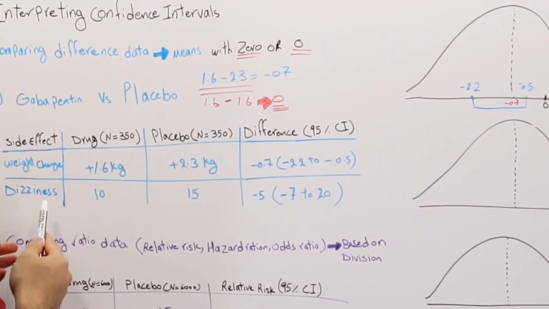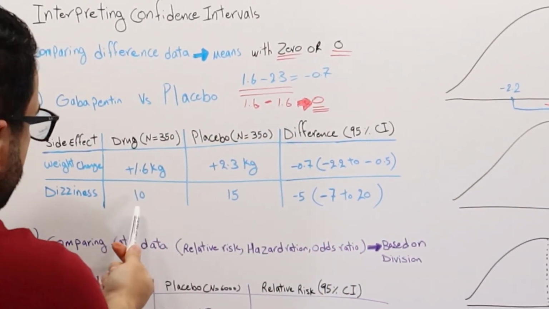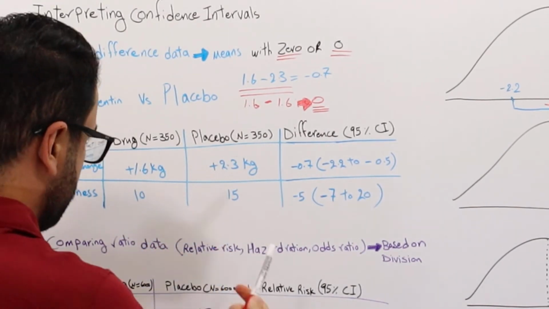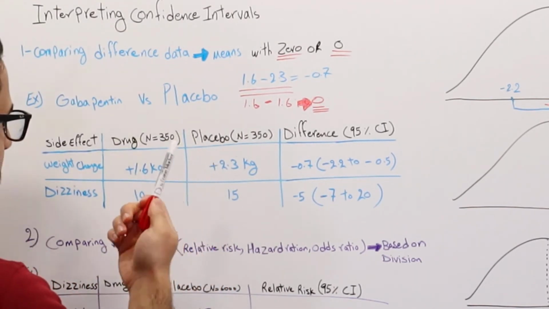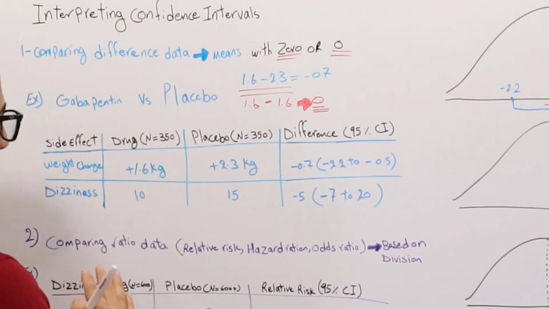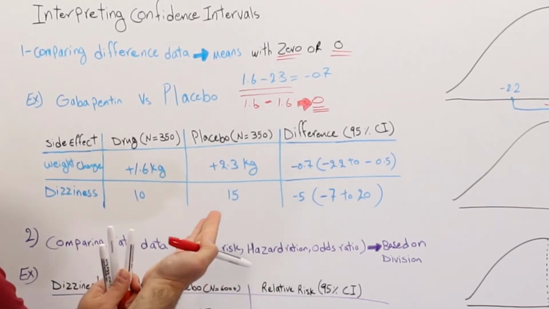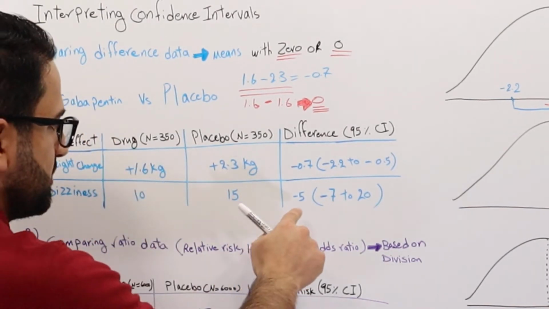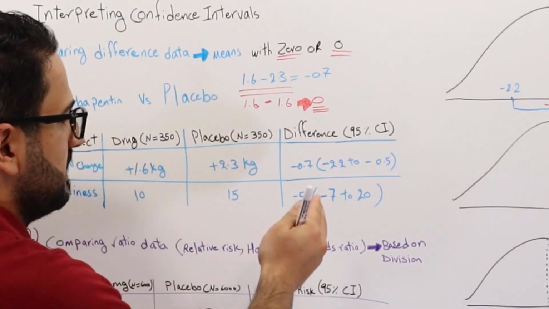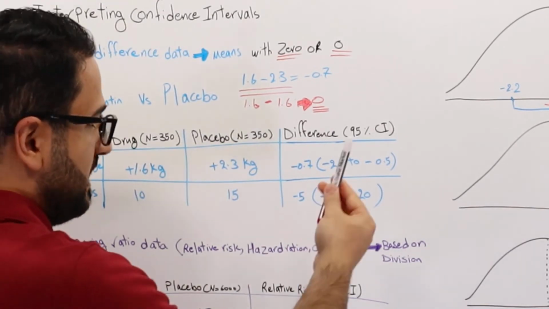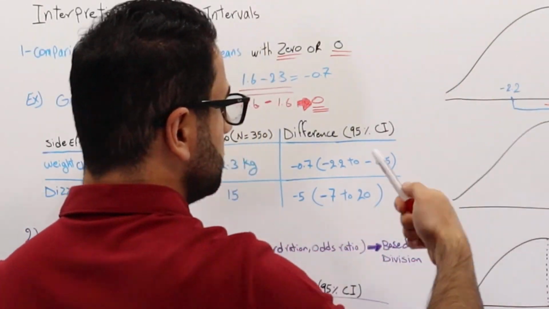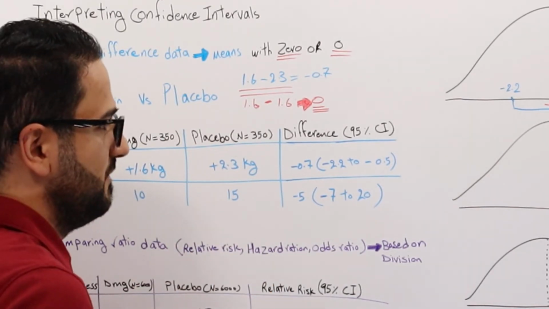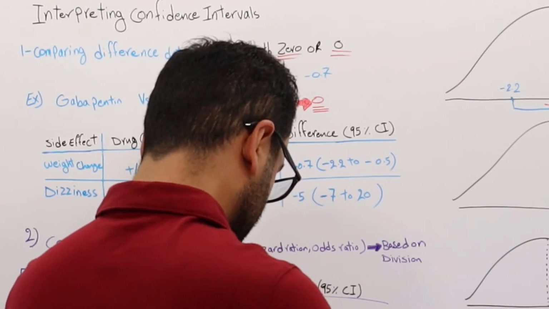Here we're comparing the side effect of dizziness, right? We have number of people, 10 over here, and here we have 15. Of course, that makes sense: there are more people with placebo that had dizziness in comparison to gabapentin. Now I'm trying to see, is this 15 people compared to 10 statistical significant? We're gonna draw this and see if it includes zero. If it doesn't, then it's gonna have the same conclusion, statistical significant. If it does, then it's not going to be statistical significant.